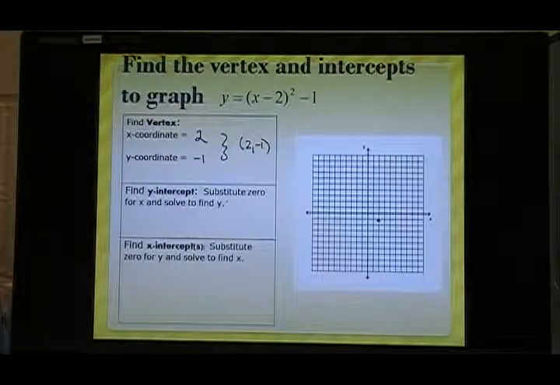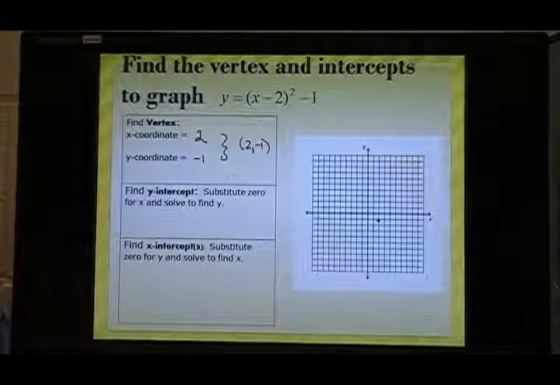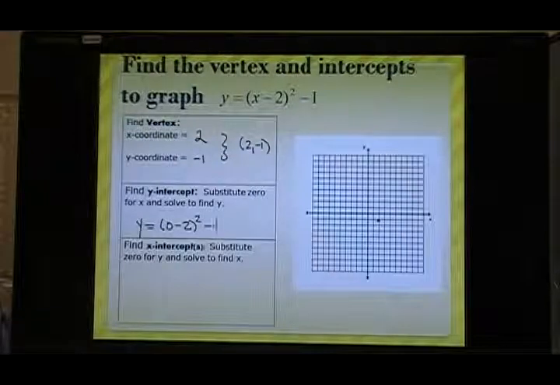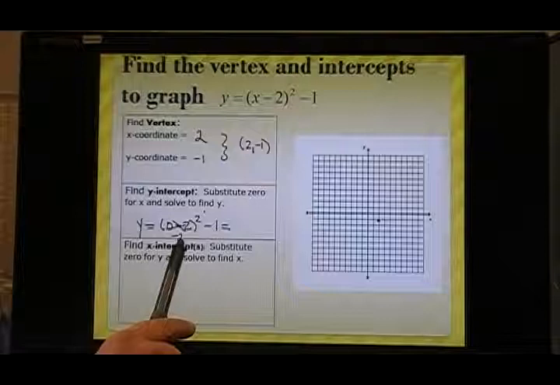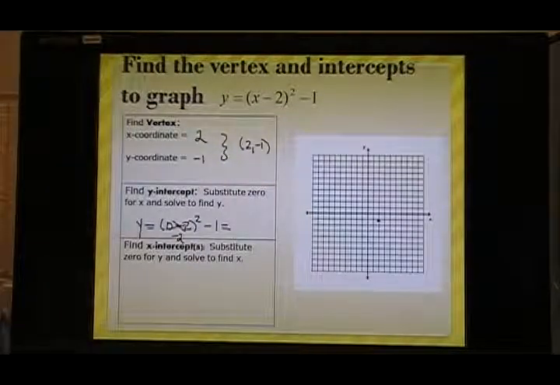Finding the y-intercept, we're going to substitute 0 for x and solve to find the corresponding value for y. So if we put 0 in for x, we have y equals 0 minus 2, quantity squared, minus 1. So 0 minus 2 is negative 2. And if we square negative 2, we get positive 4, and 4 minus 1 is 3. So our y-intercept is at (0, 3).